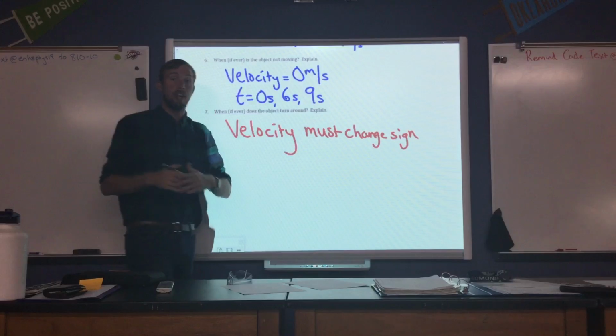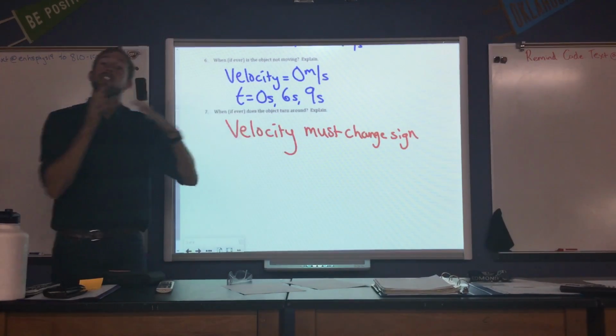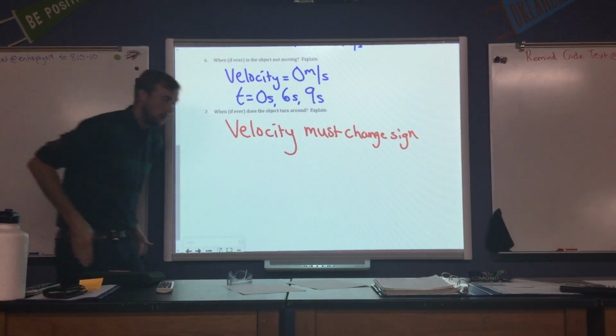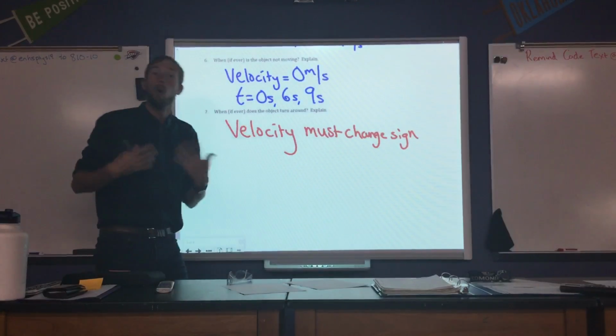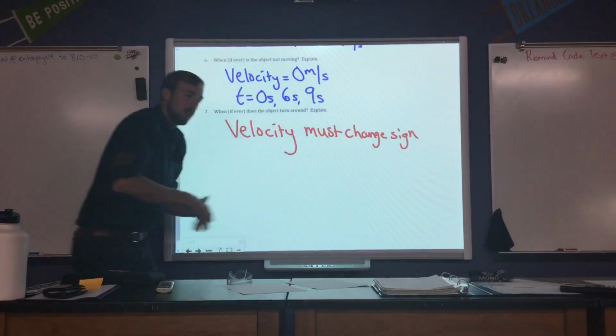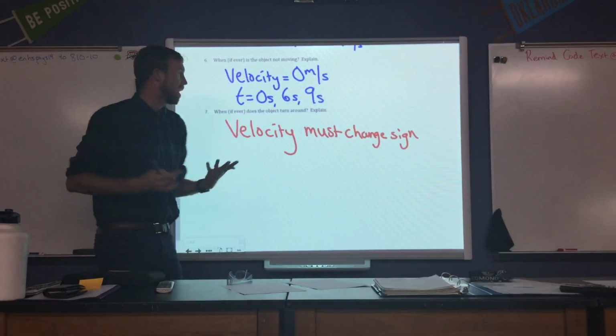Meaning, we have to go from either a positive velocity to a negative velocity, or from a negative velocity to a positive velocity. So it means we move in one direction, we stop, and then we begin moving in the other direction. Or vice versa. We move negative, stop, and then we begin moving positive. Either one of those would represent a change in sign.